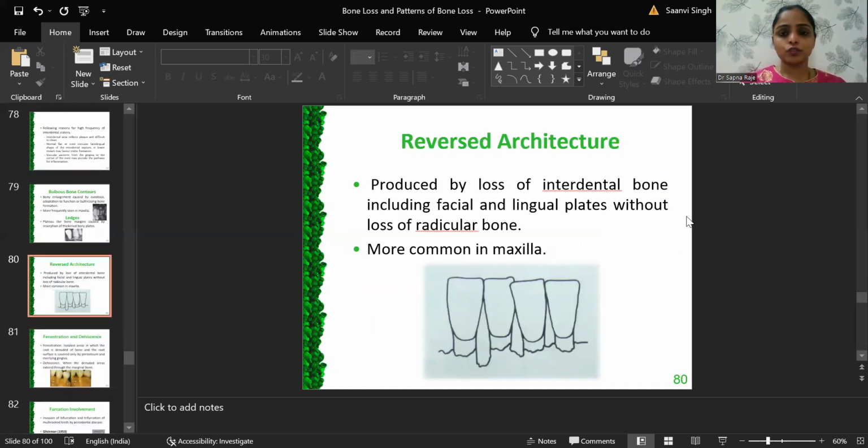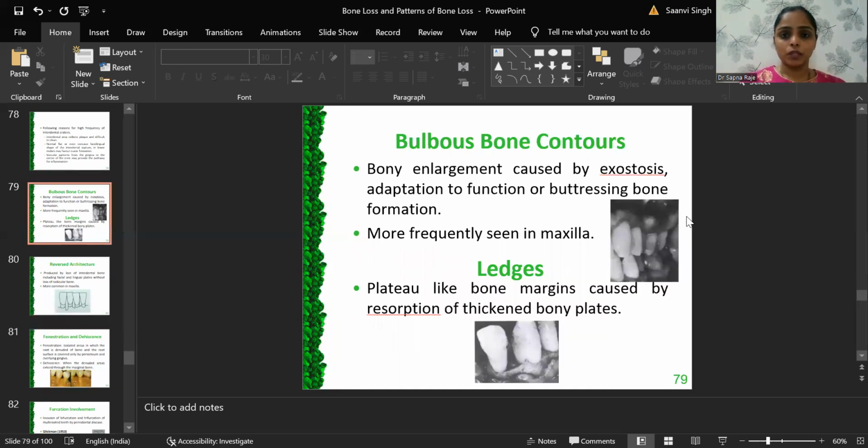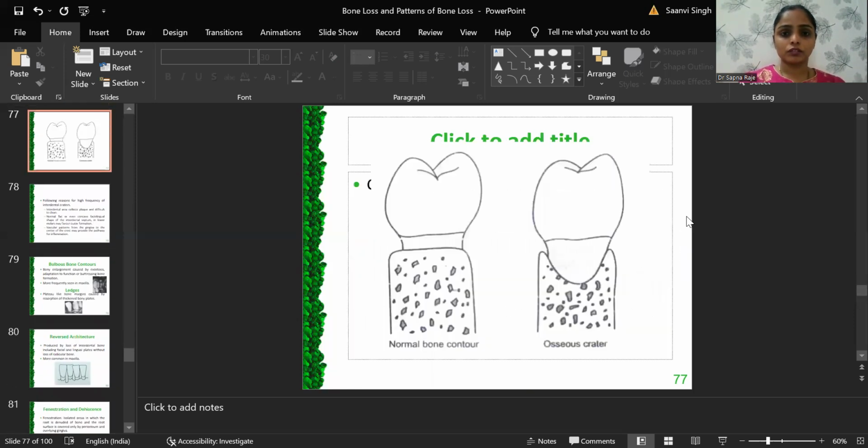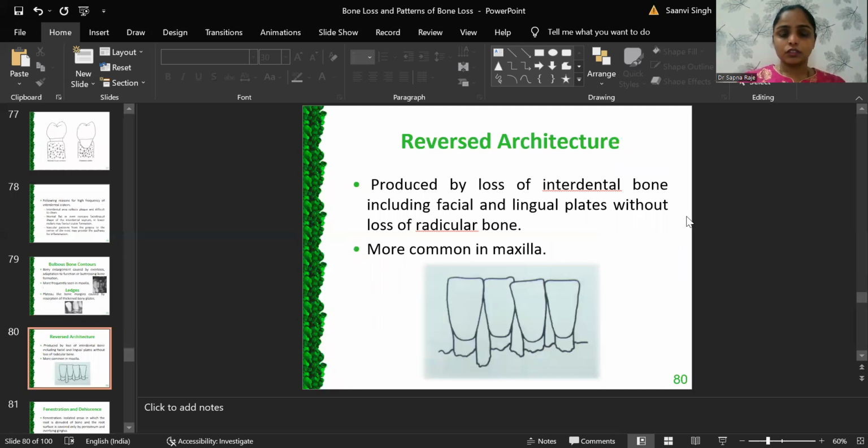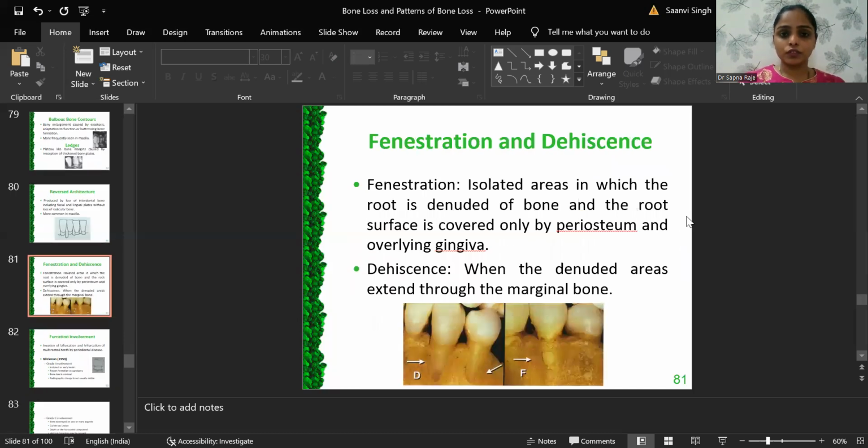Reverse architecture is produced by loss of interdental bone, including facial and lingual plates, without loss of radicular bone. It is more common in the maxilla. Then ledges, plateau-like bone margins caused by resorption of thickened bony plates. Then reverse architecture, fenestration and dehiscence.